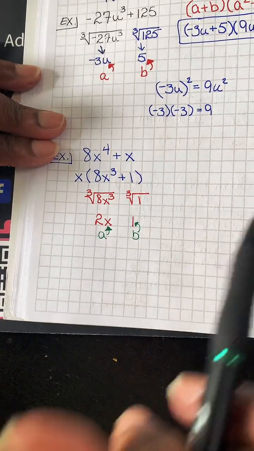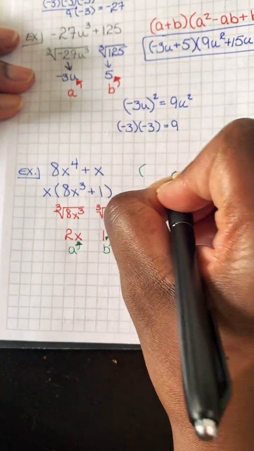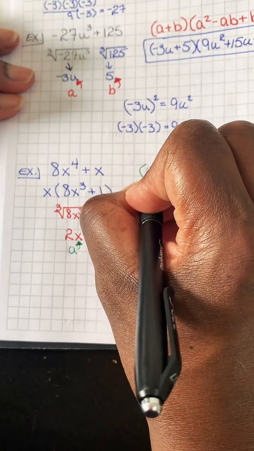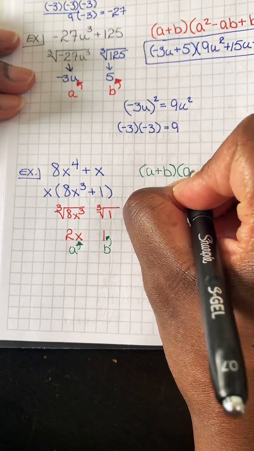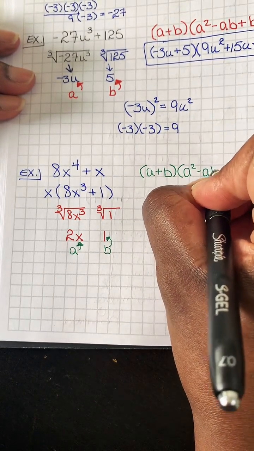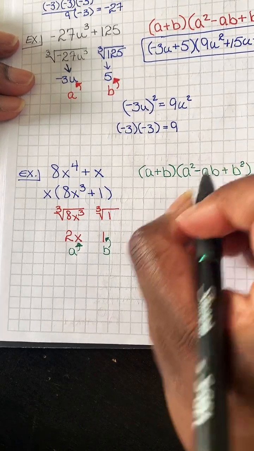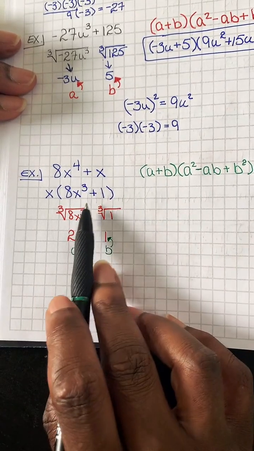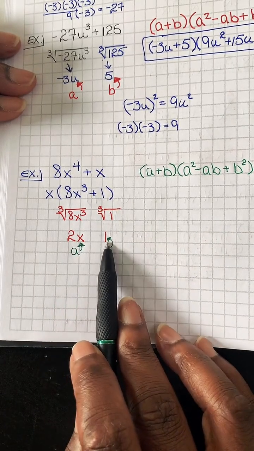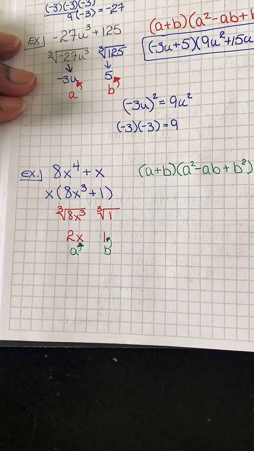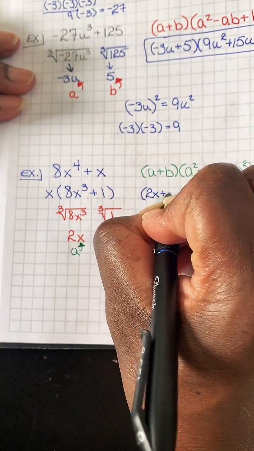All right, so since this is a sum, that means we're using that sum formula. So I got my A plus my B. Then we have our A squared minus AB plus B squared. So that's the formula for the sum of cubes. How do I know it's a sum? Because we're starting off with an addition sign. So since this is my A and this is my B, that first parenthesis is going to be 2x plus 1.